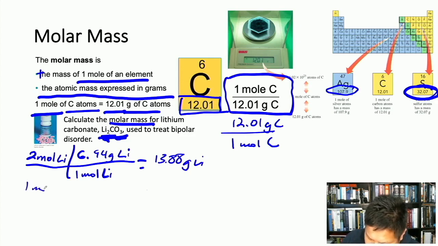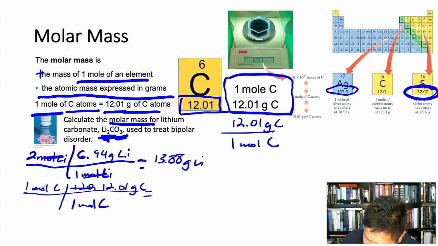For every 1 mole of carbon, we have 12.01 grams of carbon, right? I forgot to cancel up here, just to show you. Those cancel out. So here, the moles of carbon cancel out, and you're left with grams of carbon. Well, that's simple. 1 times 12.01 gives you 12.01 grams of carbon.